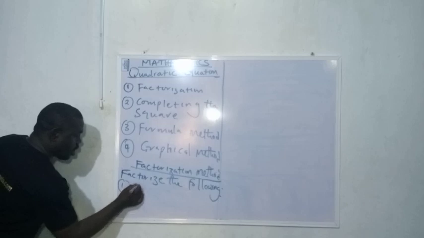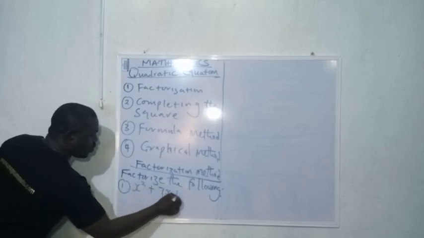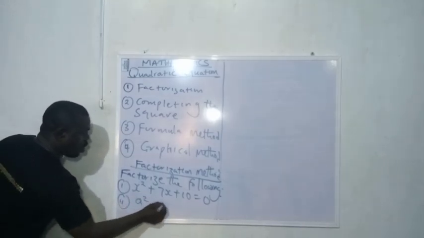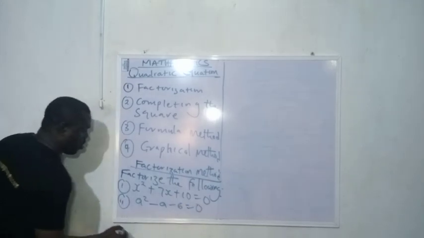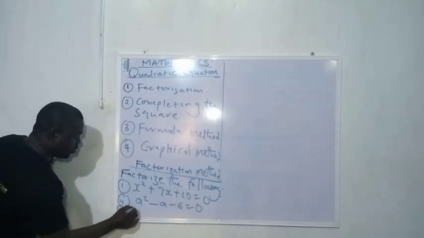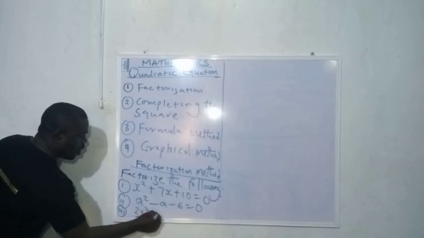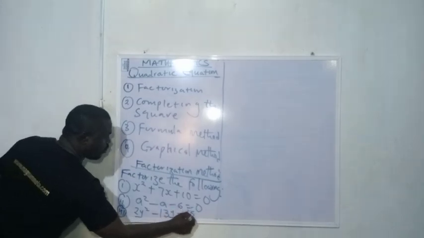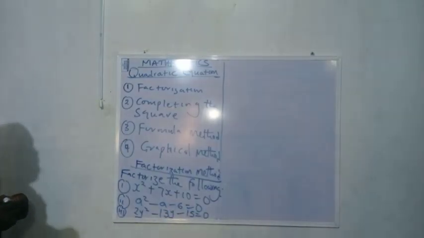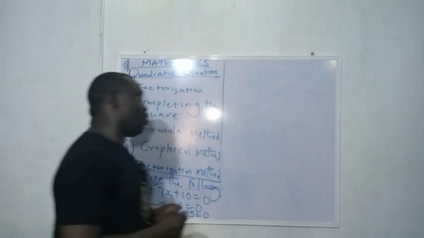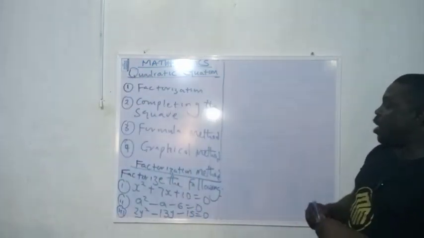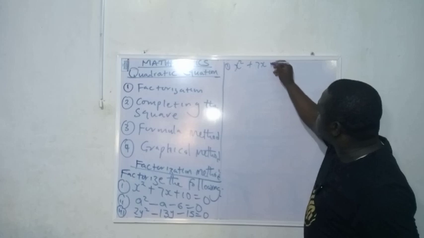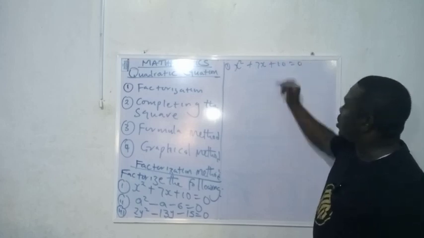1. x squared plus 7x plus 10 equals 0. 2. a squared minus a minus 6 equals 0. 3. 2y squared minus 13y minus 15 equals 0. So here we have 3 questions that I would like to look into. And so I'm beginning with number 1, which says x squared plus 7x plus 10 is equal to 0.